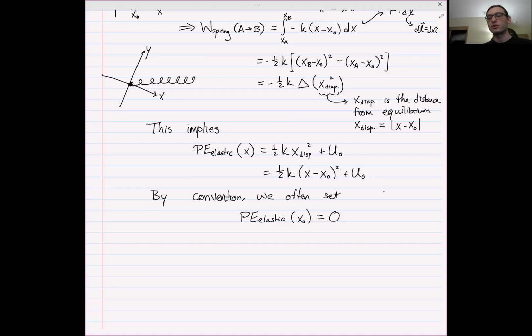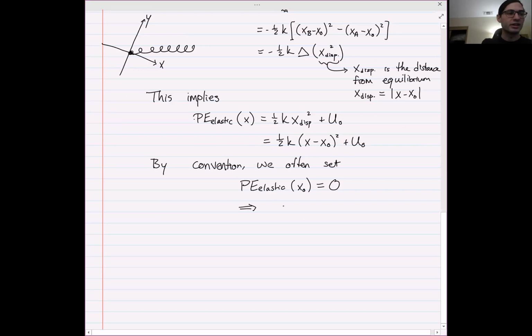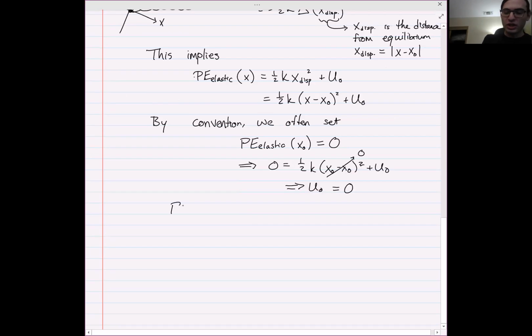The end physics, the answer that we get at the end of the day for any of these problems, would be no different if we had made a different convention choice. But this is just the choice that we make because it's easy. And so what that implies is that we have 0 equal to 1/2 k times x naught minus x naught squared plus U naught. And so that's just 0. So this implies that the constant that we add to potential energy, we just don't add any constant at all. We just make that constant be 0. So we would get that the potential energy for the elastic force as a function of x is 1/2 k times x minus x naught squared.